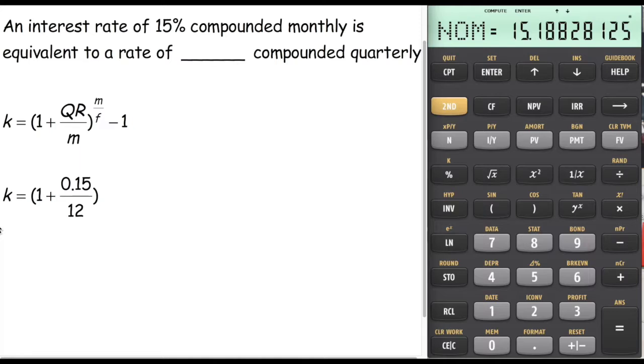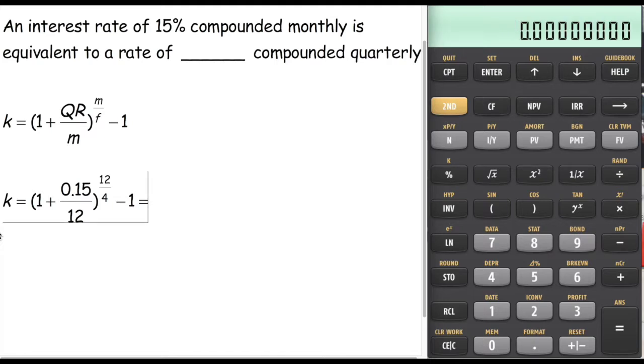And then we would want to raise this to the power of M over F. Think of F as what you're trying to convert the rate to. Because we're trying to convert it into a quarterly rate, for F we're simply going to put 4. And then at the tail end, we're going to subtract 1. Once we've evaluated this, understand that the answer is going to tell you the effective periodic rate, the rate for 1 quarter. And since we want an APR, once we get that answer, we're simply going to multiply the answer by 4.